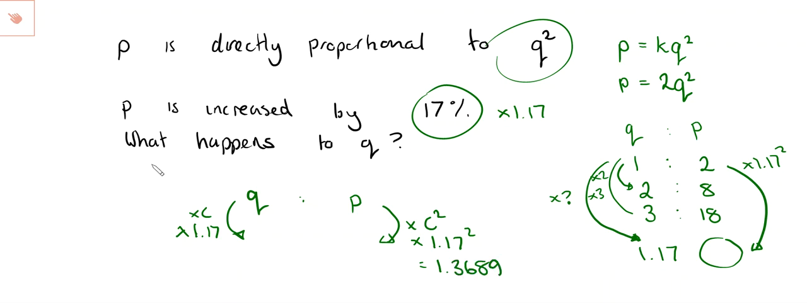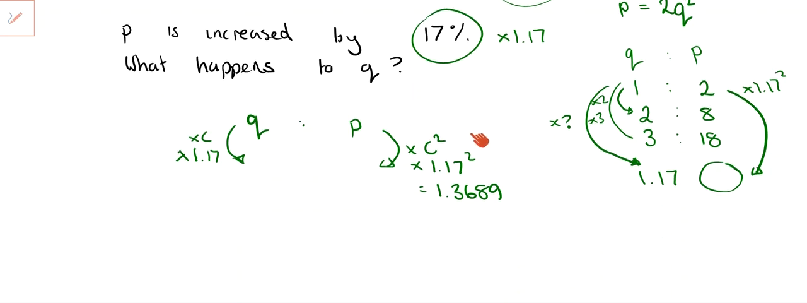So answer the question. What happens to Q? The question is, P is increased by 17%. Both, because it's the same thing. 1.17 squared is 1.3689.